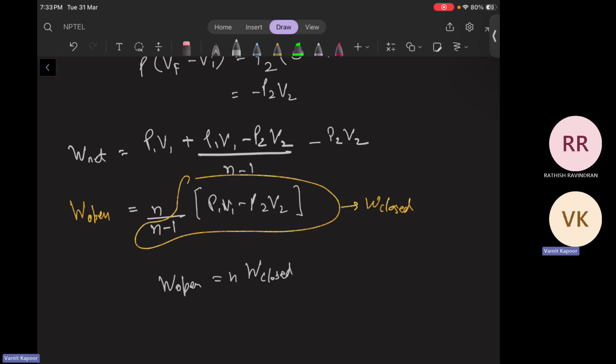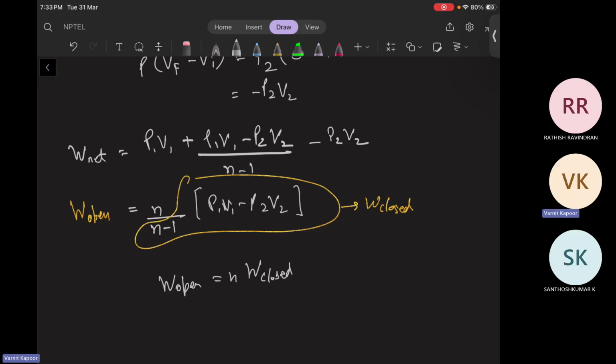If you don't know how this expression comes, you can see my thermodynamics lecture videos, those tutorial videos. I have explained each and everything on my YouTube channel, NPTEL with Varnit. All these open system and closed system I have dealt with. So here we have got that work of open system is equal to n times work of closed.